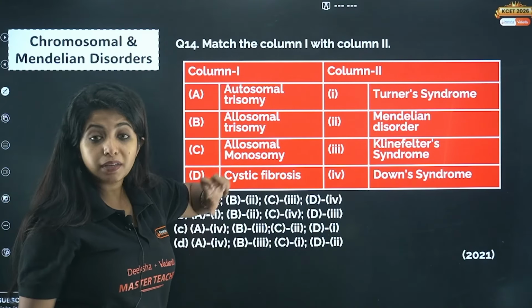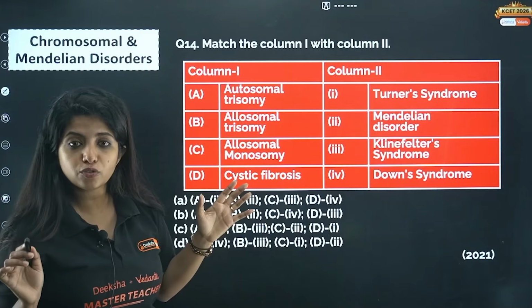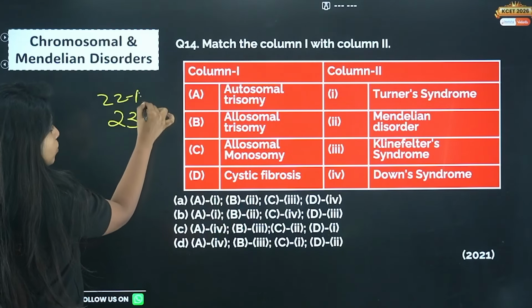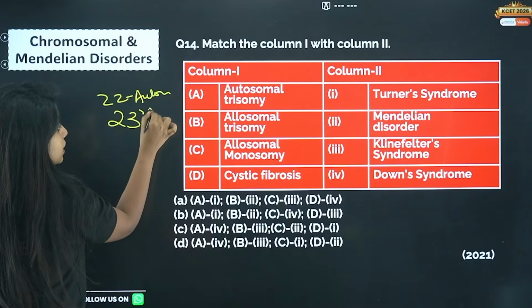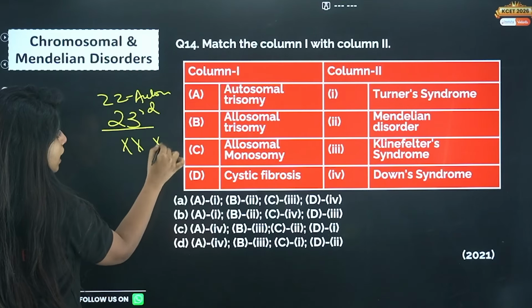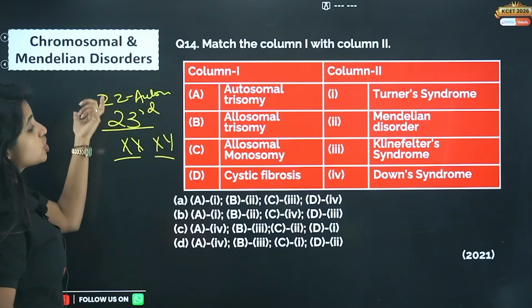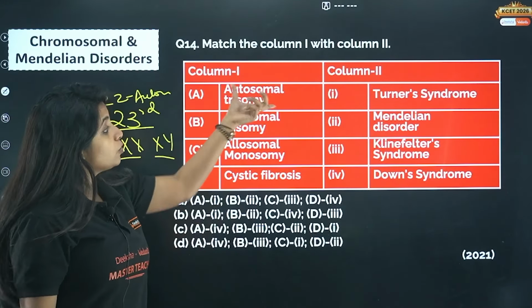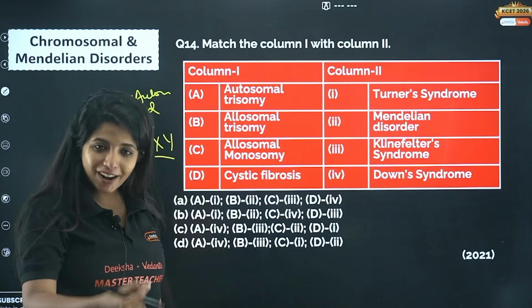Autosomal trisomy. That means some autosomal. How many autosomes do we have? So out of 23 pairs of chromosomes, 22 of them are autosomes. Only the 23rd one is the sex chromosome. It can be XX, it can be XY. Suppose you have some extra autosomes, you call it an autosomal condition. So autosomal trisomy means you have some extra autosome.